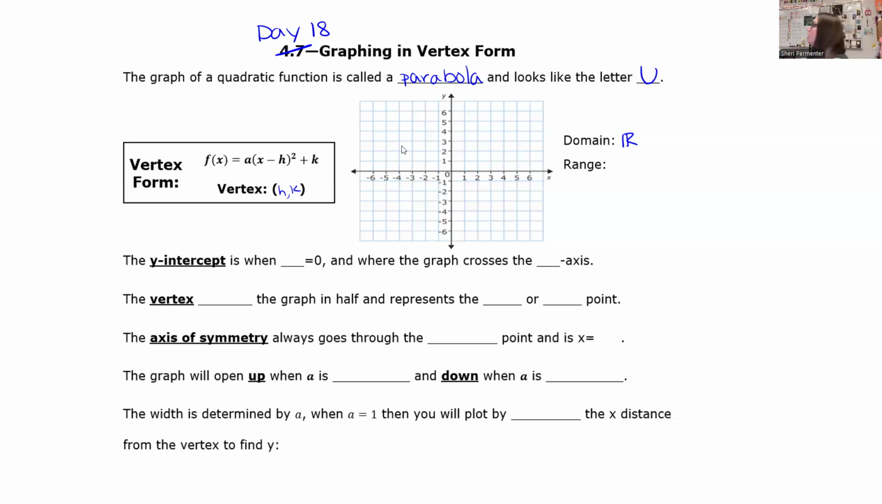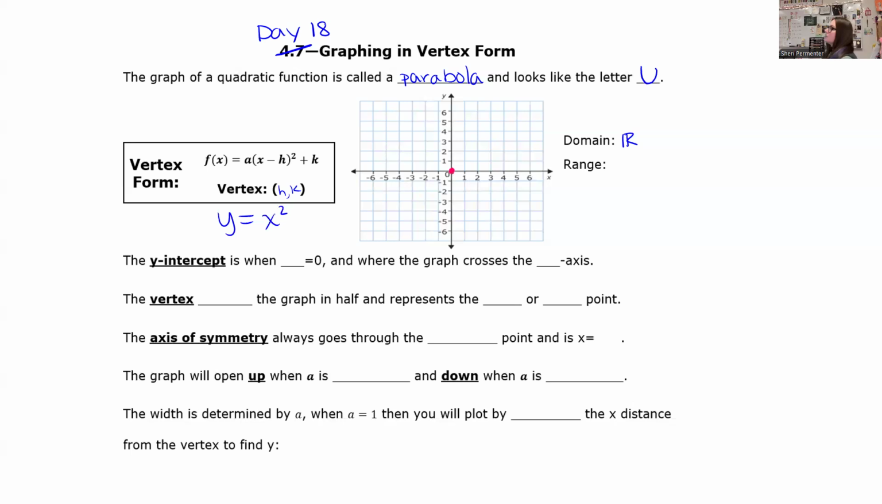When we go to make our graph, we're going to start with our vertex, and this is going to be the parent function. So I'm going to graph the parent function, y is equal to x squared. There's no transformations. There's no stretching, reflecting, shifting. It is the parent function. The parent function is going to start at 0, 0. So I'm going to put a point right at 0, 0.